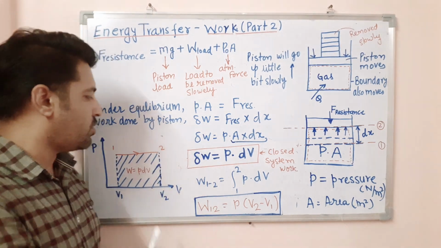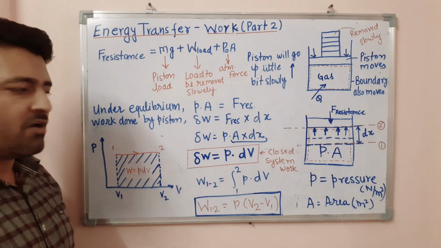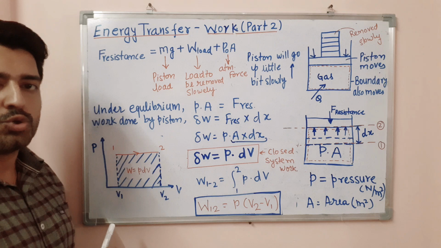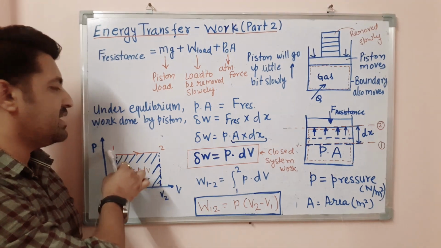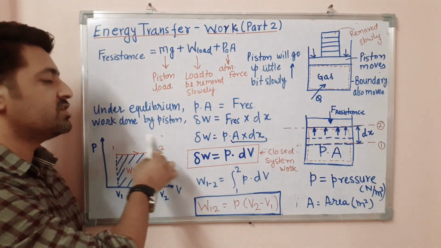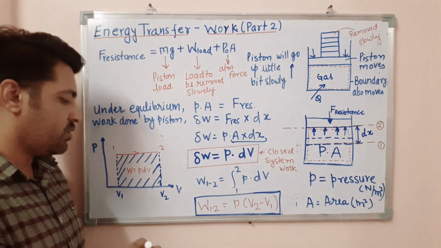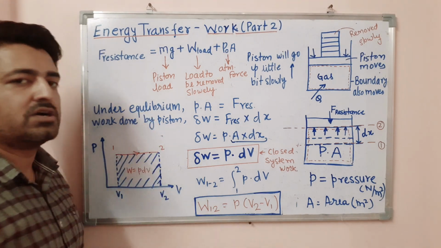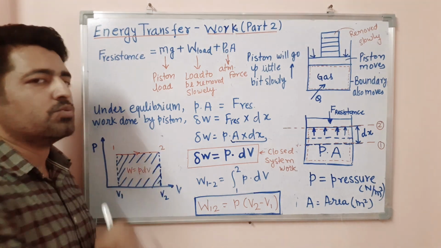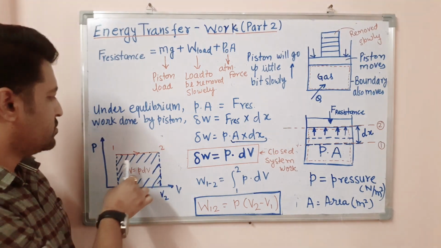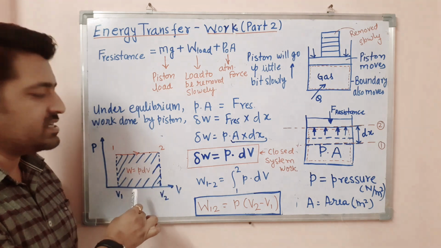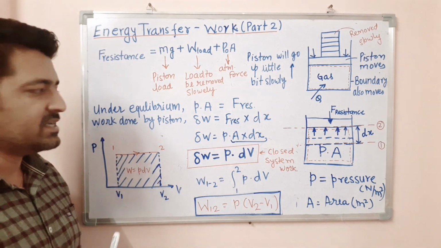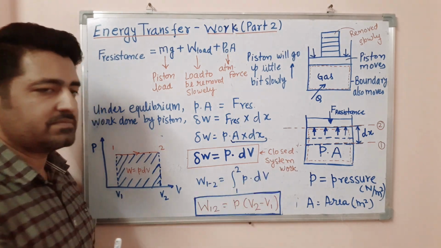This process is also represented on a PV curve. What will happen? We are at point number 1, and we reach point number 2. At point number 1 it is an equilibrium condition. We reach point number 2, it is also an equilibrium condition. And we cross a number of small processes, then we reach point number 2. This is path 1-2. So the area under this curve represents W equals P dV. That is work done by the closed system.